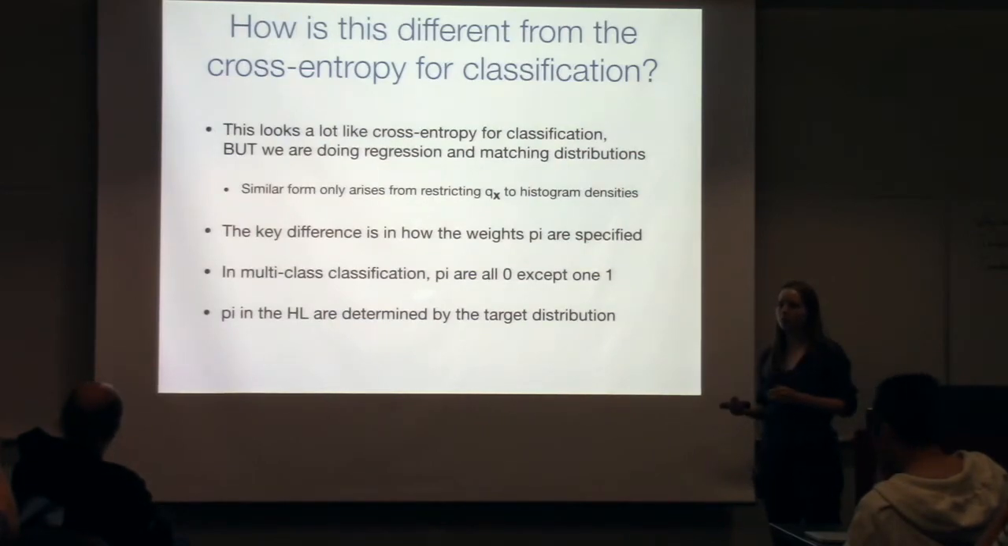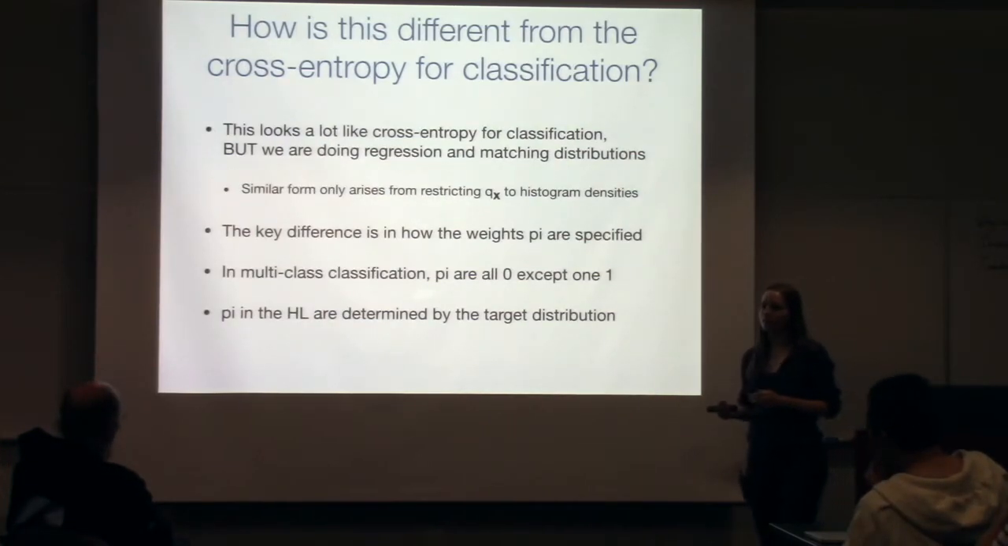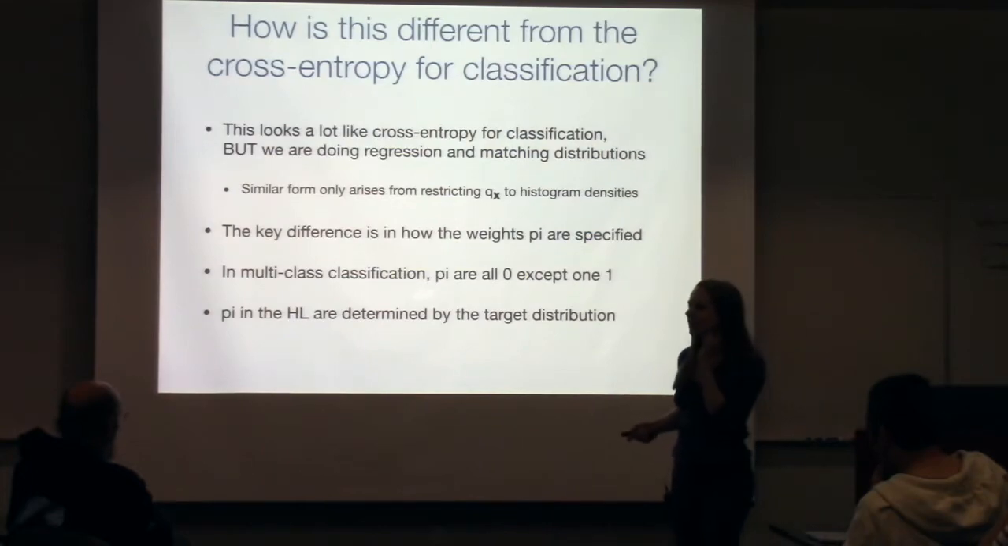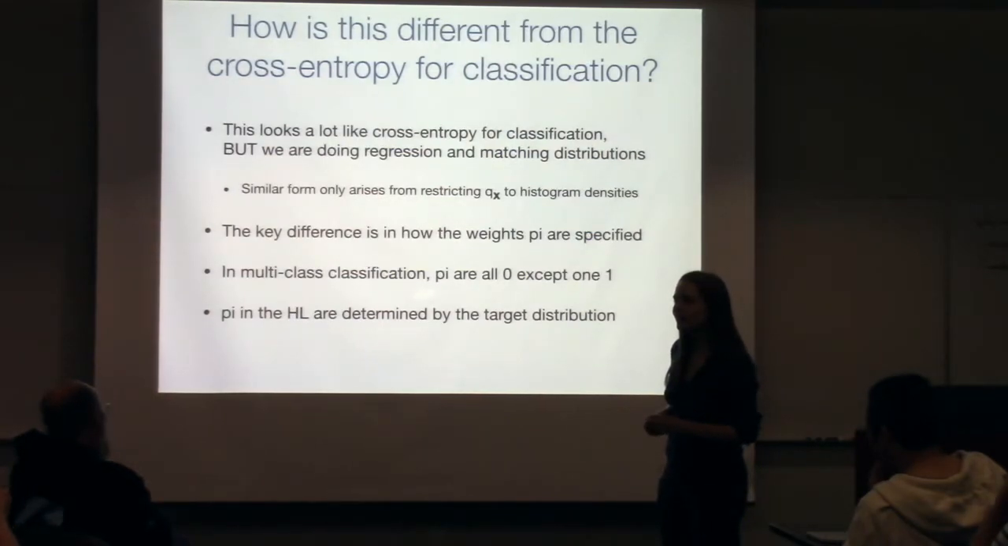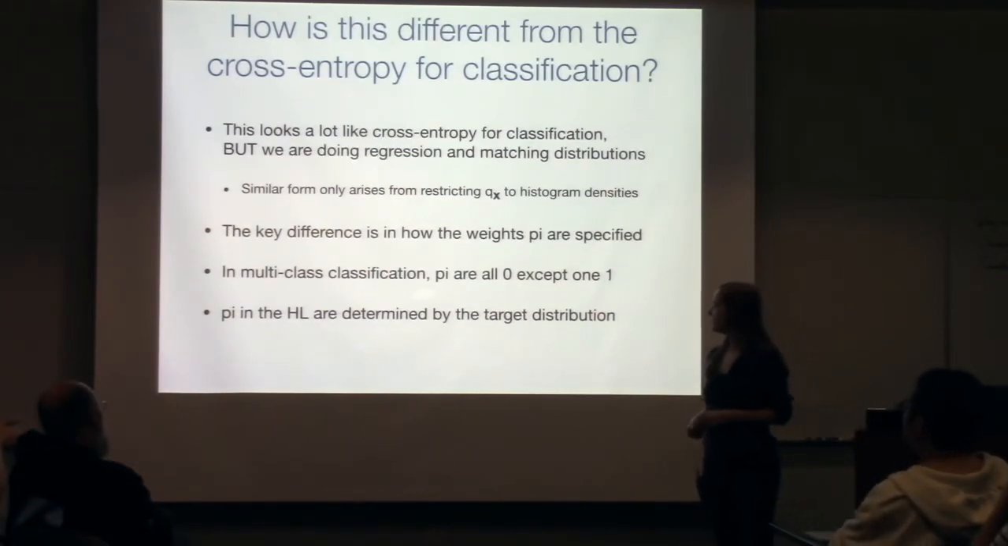Would you say that's the exact difference between the original distributional RL paper? Sorry, say that again? Like the distributional RL. I'm trying to figure out how this loss is different from the original one proposed in distributional RL. And that third bullet point, is that the answer, right? In fact, I would say it's this answer. The PI in the HL is determined by the target distribution.